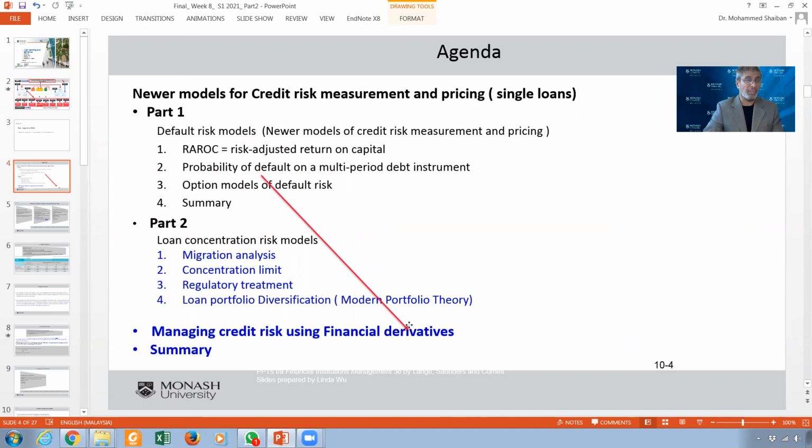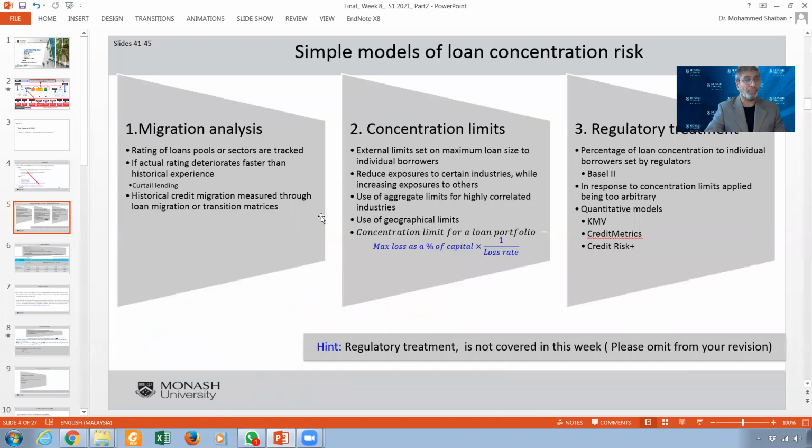Now, to manage credit risk, we can hedge it through what we call financial derivatives, or we can do, as we talked before, securitization and loan sales, where we can get rid of all those loans and give the responsibility of collecting and the credit risk to someone else. Now, let me go through this.